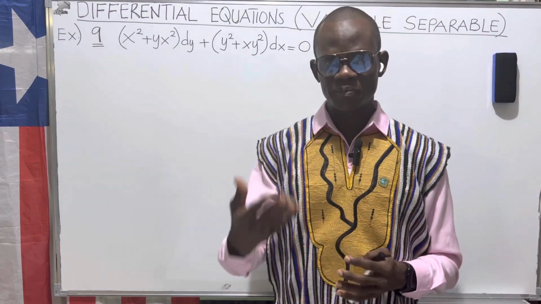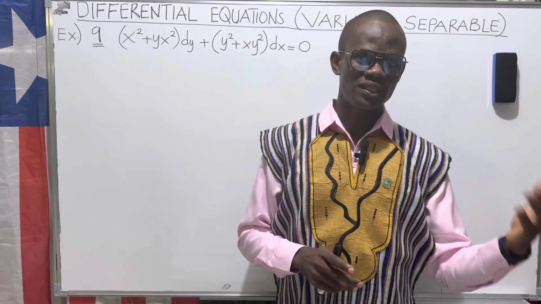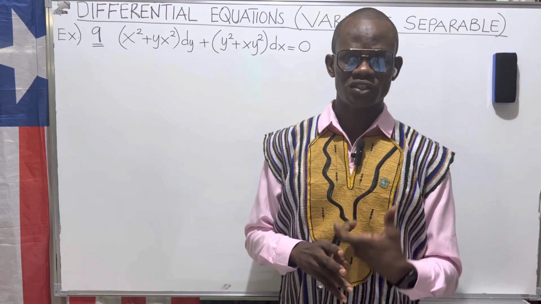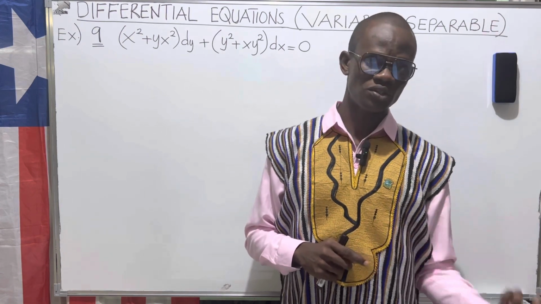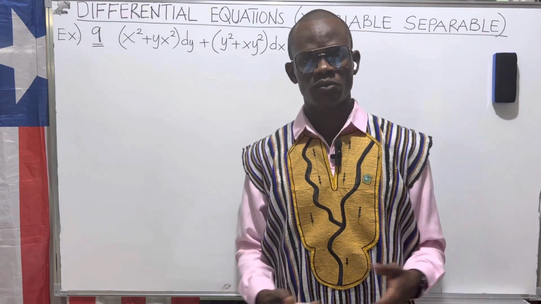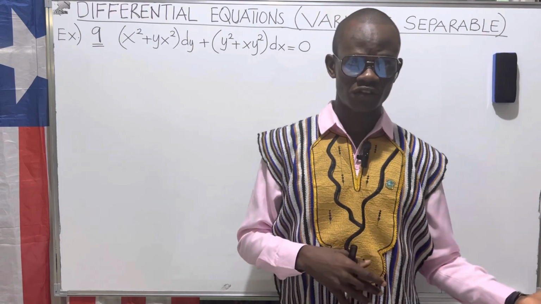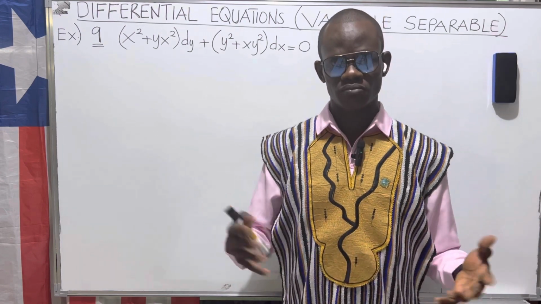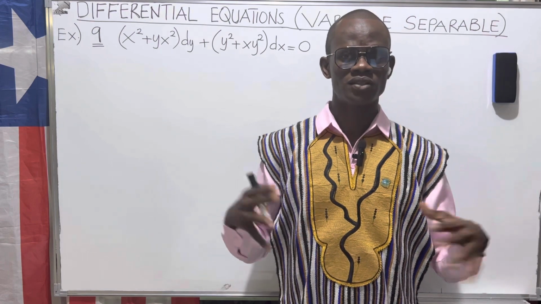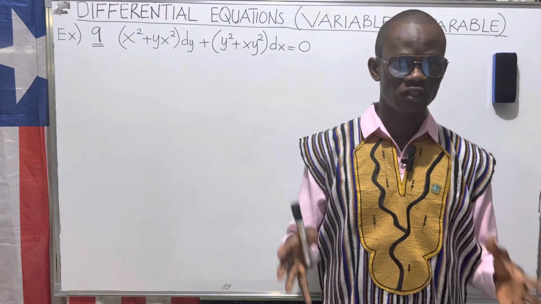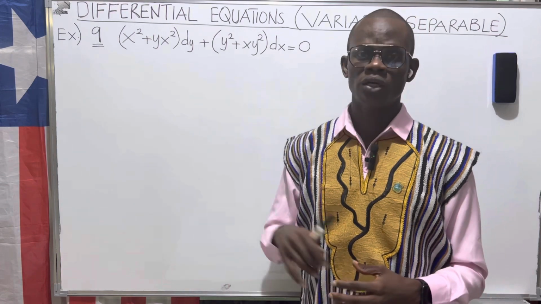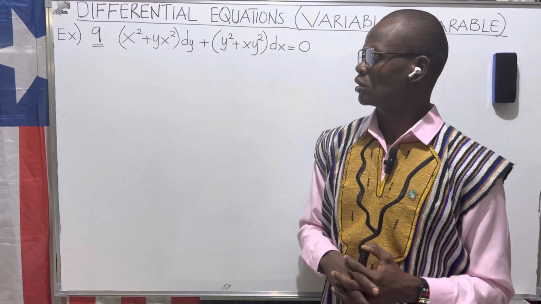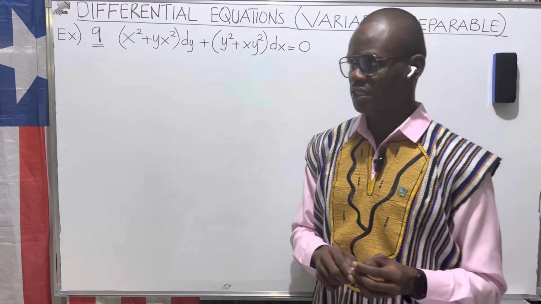If that cannot happen, then we can also try to manipulate the differential equation such that we can reduce it to variable separable. If that is also not possible, we can use other methods like homogeneous differential equations, exact differential equations, integrating factors, and Bernoulli equations, and every other method that we understand under solving first order differential equations. So this is a first order, first degree differential equation that we need to find a general solution of. So let's get started.